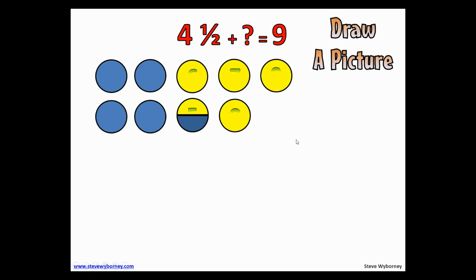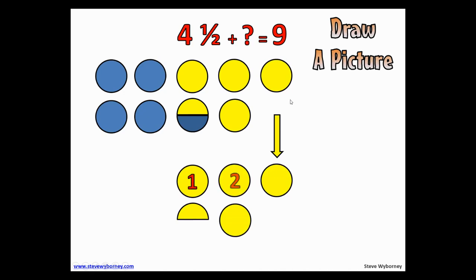And now all we have to do is count what we added on, and we can see there are 4 wholes and 1 half that got added on to what was already showing. So we can see that 4.5 blue plus 4.5 yellow, which we added on, make the total of 9.